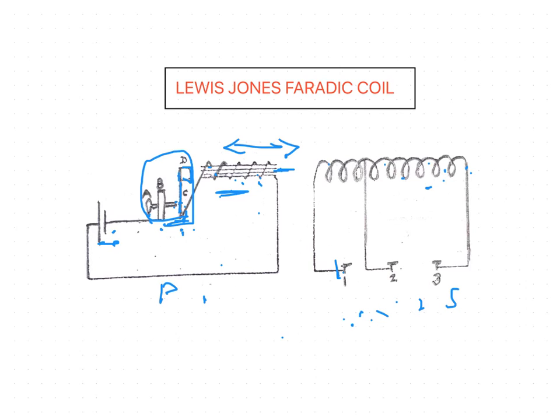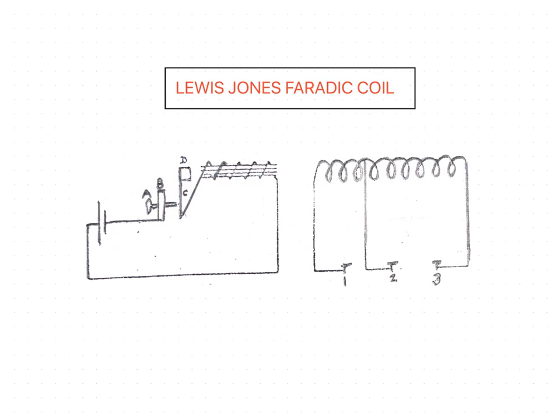So at the ends of the secondary coil, there are two terminals, and 1/3 of the coil has another terminal. Okay, so this is the structure of the Lewis-Jones Faradic coil. Now we will see the working of this Lewis-Jones Faradic coil.